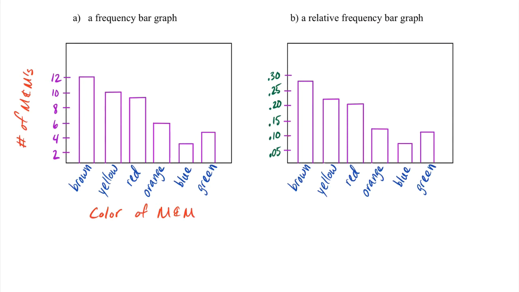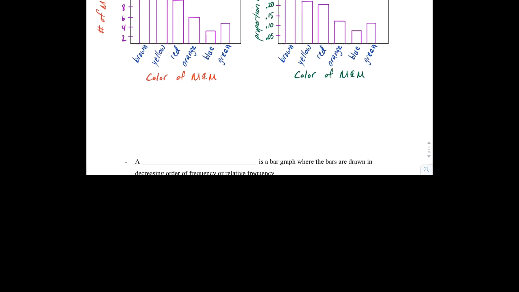Of course, the last thing we need to do is label those axes. So the horizontal axis I've labeled again as the color of the M&M for each category, but now on the vertical axis, like we previously stated, that would be the proportion of M&Ms rather than the number of M&Ms for each category. And we're all set.